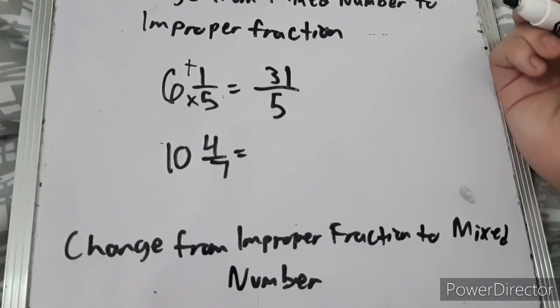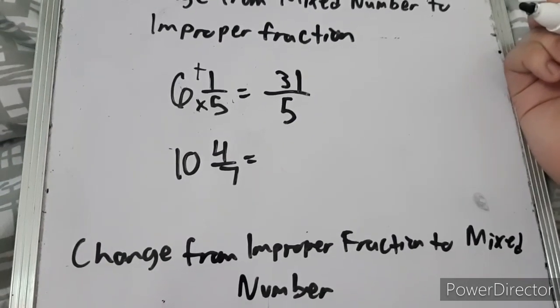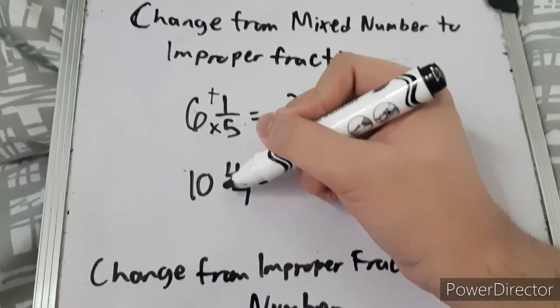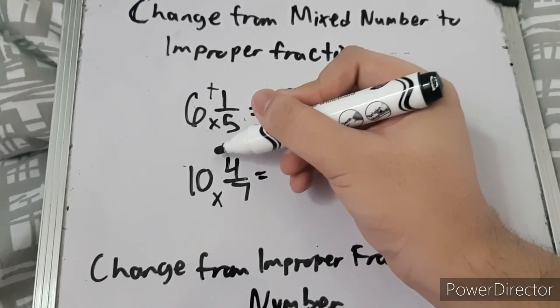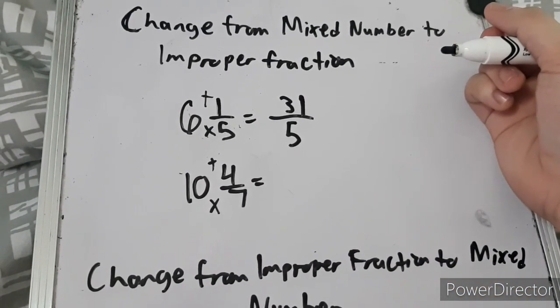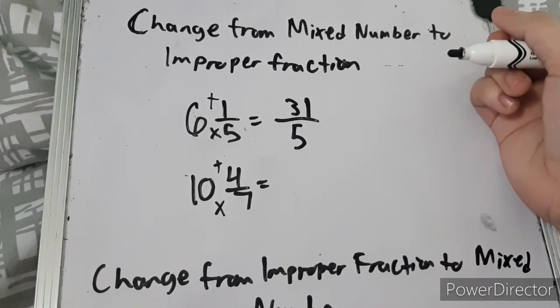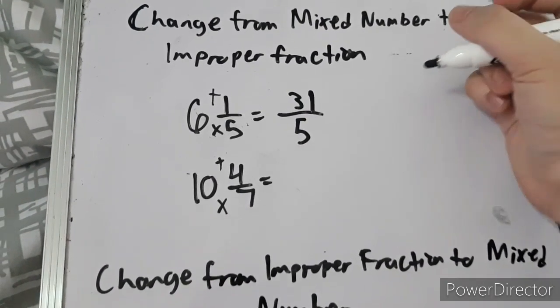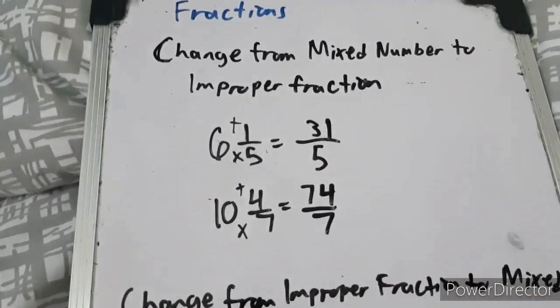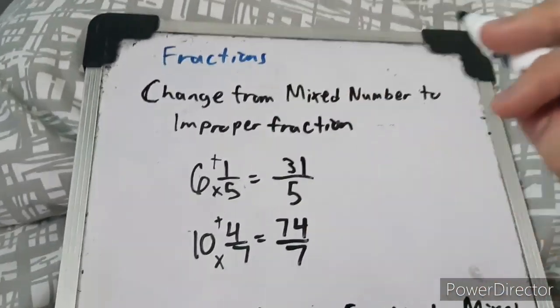Another is 10 and 4 over 7. So again, we'll use the same technique. 10 times 7 is 70, and then 70 plus 4 is 74 over 7. So, ito po yung gagawin pag changing from mixed number to improper fraction. Okay?